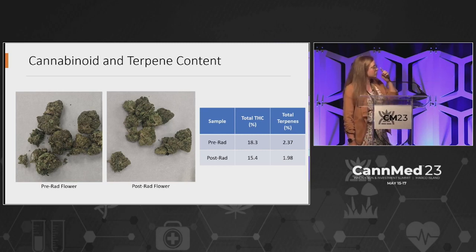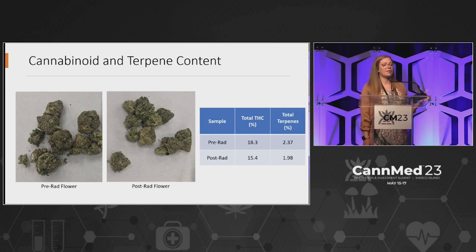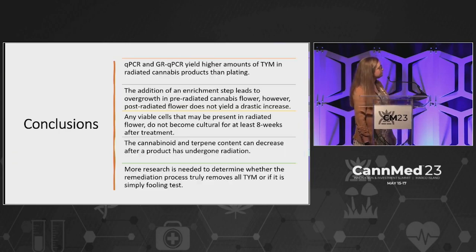So we ran the potency and the terpenes, and you can see that the pre-rad sample, the average potency was 18.3, and then post-rad was 15.4, and then for the total terpenes, we saw 2.37, and then that dropped to 1.98. And so when you calculate the RPDs between those results, they're about 17% for both. So we saw a 17% RPD decrease after radiation. Does this mean this happens to every single sample that goes through the rad source? I'm not sure, but this is what we saw from our preliminary investigation.